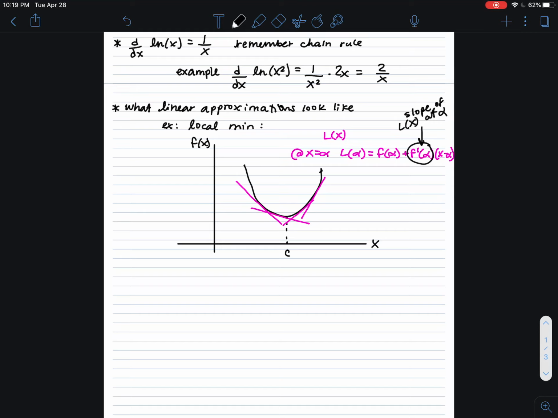I did want to chat briefly about linear approximations. So remember, this is the linear approximation of f of x at alpha. So we have f of alpha is approximately equal to L of alpha, which is equal to f of alpha plus f prime of alpha times x minus alpha. But f of alpha does not equal this usually.